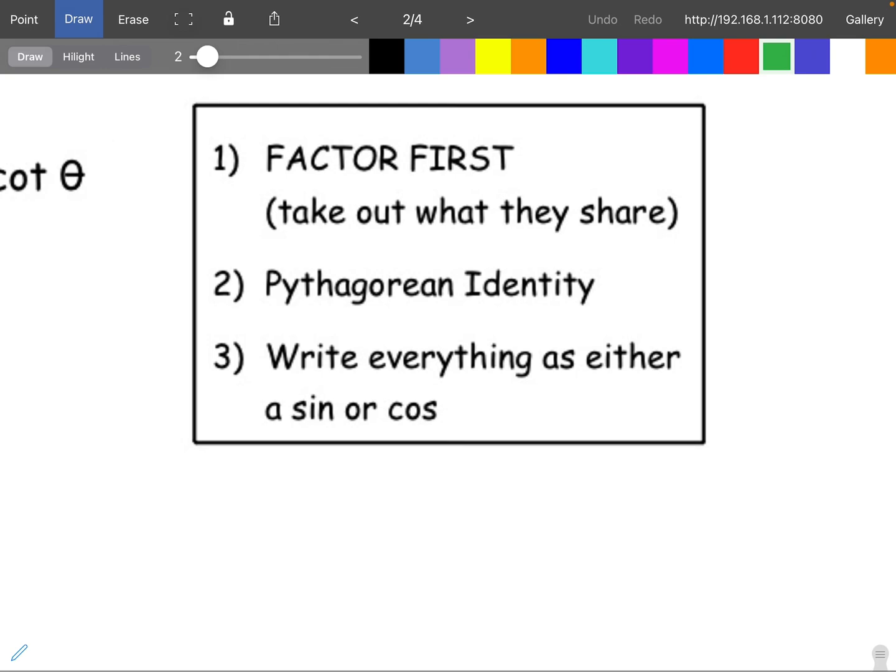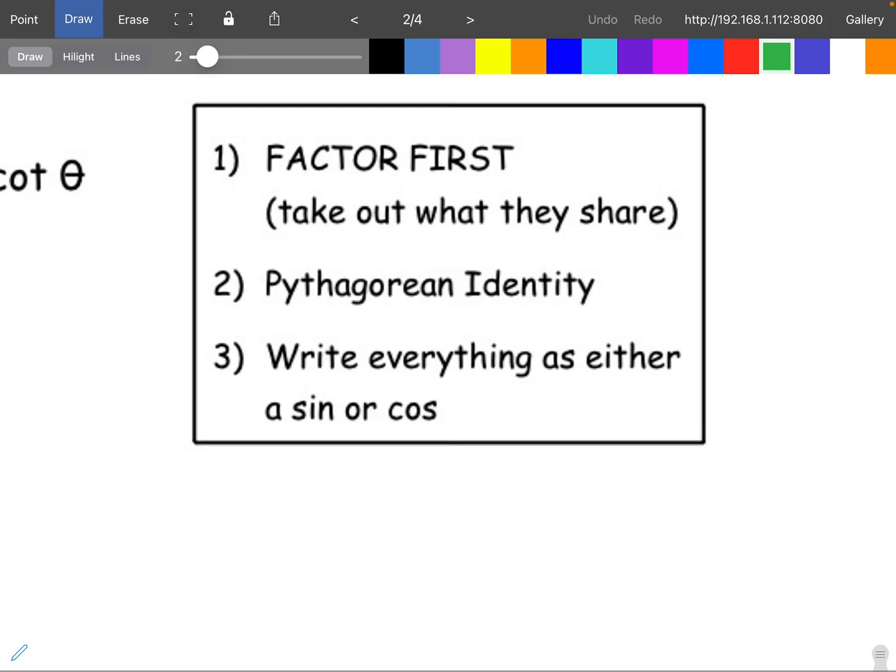So you have a few things that you're going to try. The first thing that you're always going to try is see if there's anything that you have in common. So do we have two things that are being added together, and do they have anything in common that we can factor out? So that's always what you're going to look for first. Can you factor it? Whether it's taking out a GCF or what, is there any way that you can factor it?